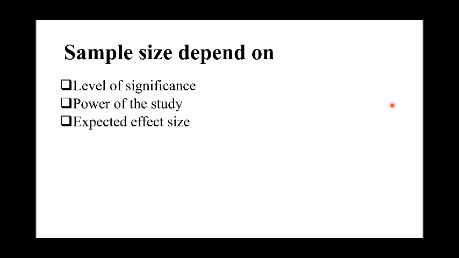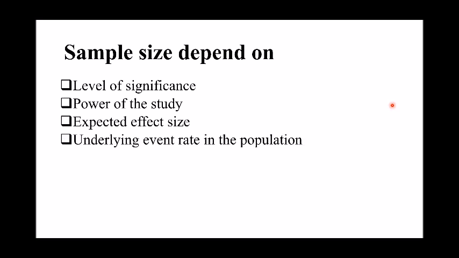So the first one is level of significance. The second is the power of the study. The third is the expected effect size, the difference between the 2 arms or 3 arms or 4 arms. What are the differences between them? And what is the prevalence? What is the event rate in the population? What is the percentage of the targeted population from the population? What is the standard deviation or the variance, the stretch out from the mean?